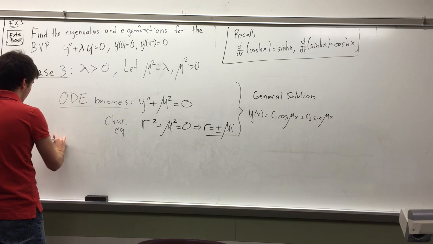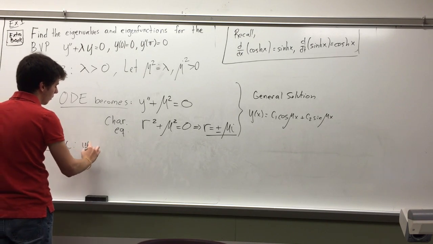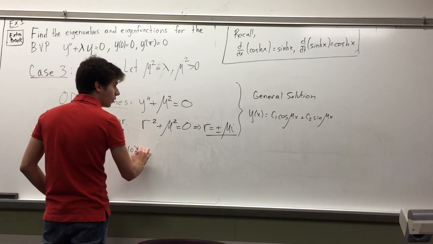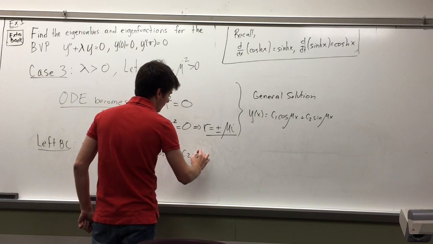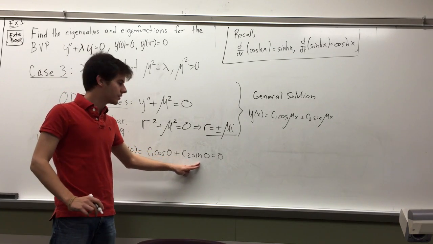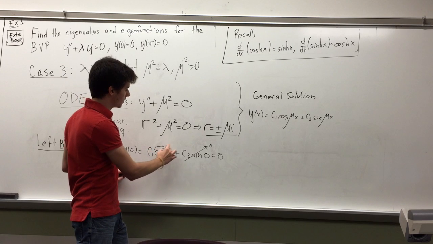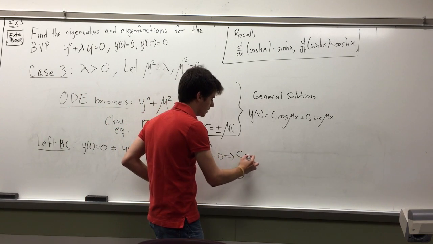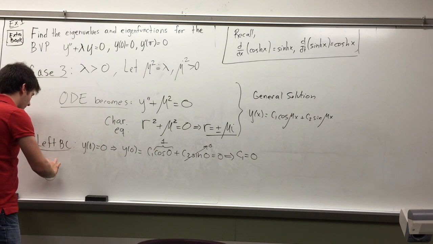Imposing our boundary conditions, we have that our left boundary condition y of 0 is equal to 0. So c1 cosine of 0 plus c2 sine of 0 is equal to 0. Since sine of 0 is 0, this term vanishes. Cosine of 0 is equal to 1. So c1 is equal to 0. Alright? What about our right boundary condition?